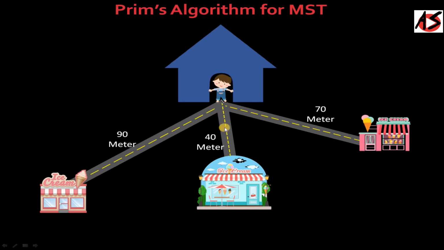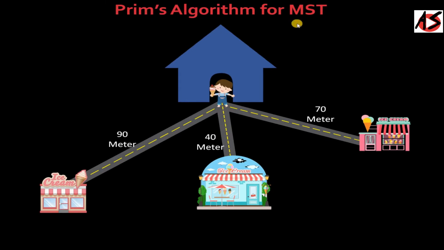So obviously you are selecting the nearest one, that is 40 meters away from your home. So you go to the ice cream shop, get the ice cream and come back to your home. It's nice. Here we have selected the minimum distance to get the ice cream. This is the basic idea of Prim's algorithm.